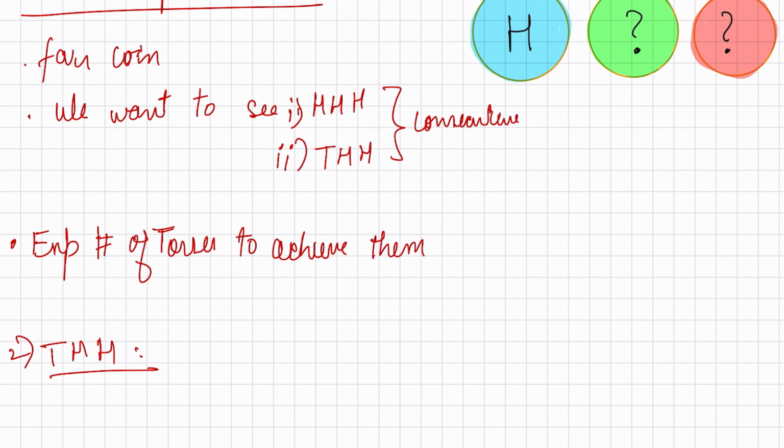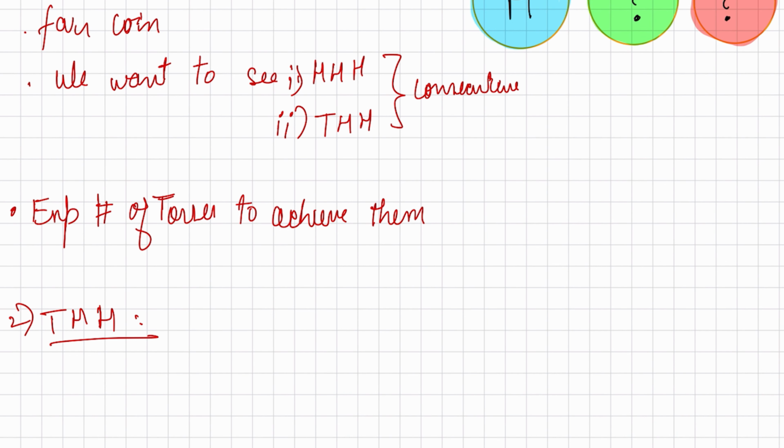So in this part, let's find the expected number of tosses that we need to see a pattern THH. In case you've not done the first part, I would highly recommend you do that because it's going to make this video easier, or in fact very easy. If you have not, the link is going to be in the description. Please do check it out.